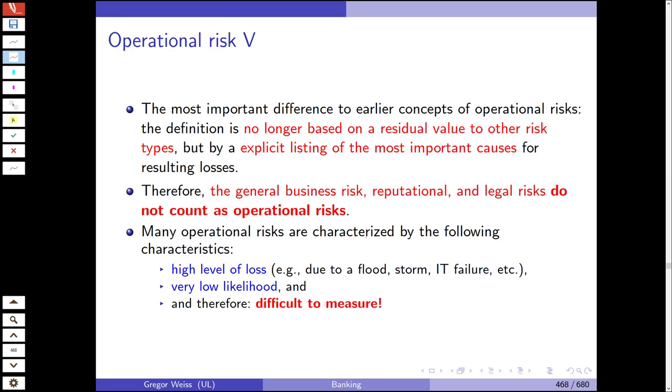What is the probability of a tsunami hitting the headquarters of our company? Very, very unlikely. So that's difficult to measure.